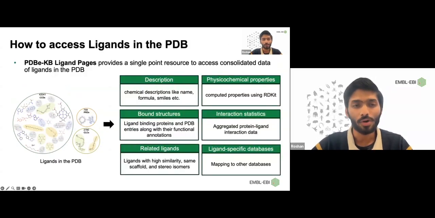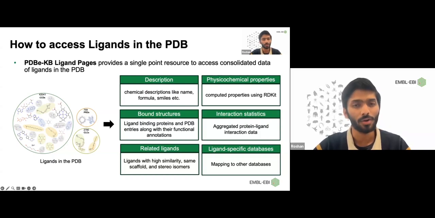Now, how do you access all this information related to ligands? That's where the PDBe KB Ligand Pages come in. This is a single point resource to access the consolidated data of all ligands in the PDB. This web page is distributed into mainly 6 sections. Descriptions, which contains the common chemical descriptors like formula, name, and SMILES. Physicochemical properties contains all the properties computed using RDKit. And we have aggregated all the PDB entries and proteins which are binding to the ligand in a single table in the section bound structures.